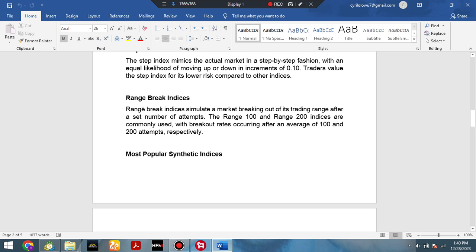Then we also have the range break indices. The range break indices simulate a market breaking out of its trading range after a set number of attempts. The Range 100 and Range 200 indices are commonly used, with breakouts occurring after an average of 100 and 200 attempts, respectively.